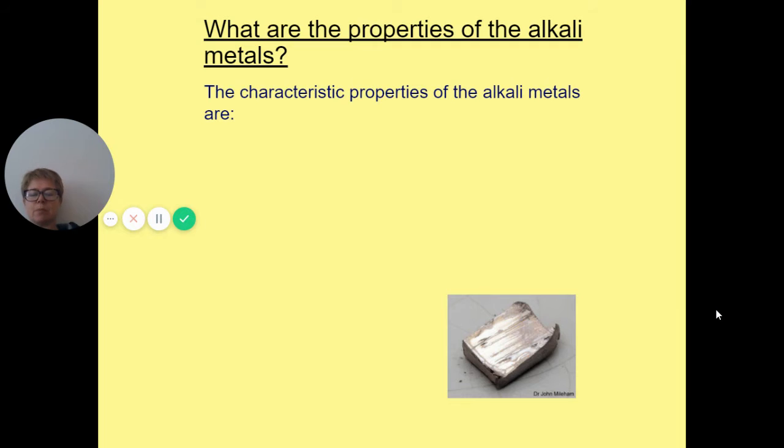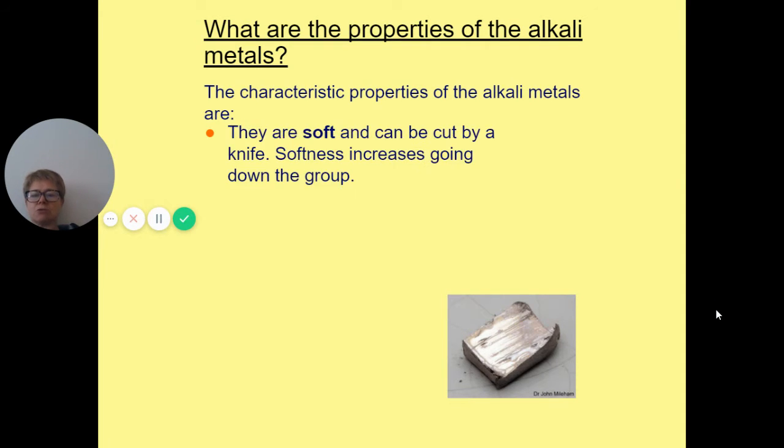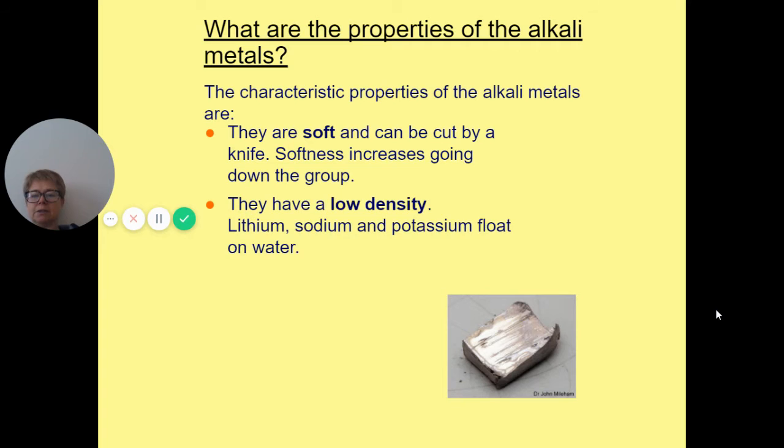So their characteristic properties then. This is what makes them special. We've already said they're very soft, and the softness increases as we go down the group. You might want to make notes as we go through, but I have got some summary notes for you to copy down in a minute, so don't be frantically scribbling. As I said before, they're less dense than most metals. They can float on water, or some of them can. Low melting and boiling points compared to other metals.